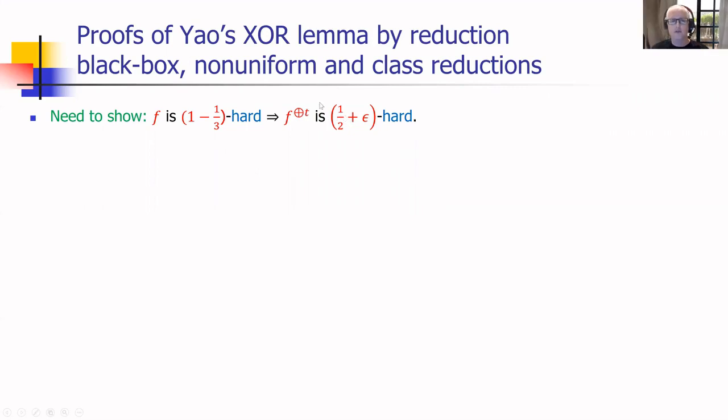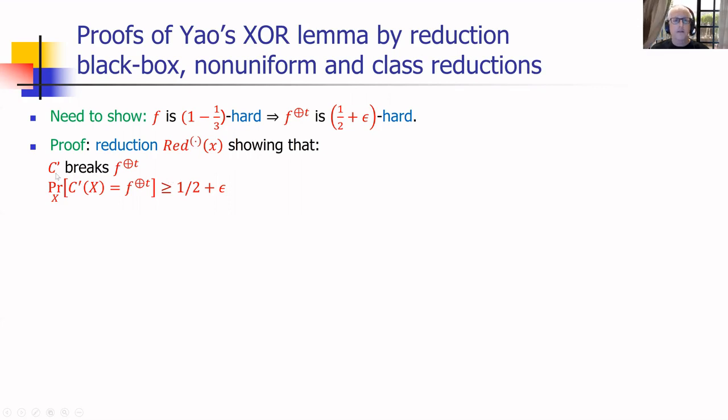This is the statement of Yao's XOR lemma. And we will be interested in proofs by reduction. So what is a proof by reduction? This is an oracle procedure, a reduction with an oracle, which performs the following task.